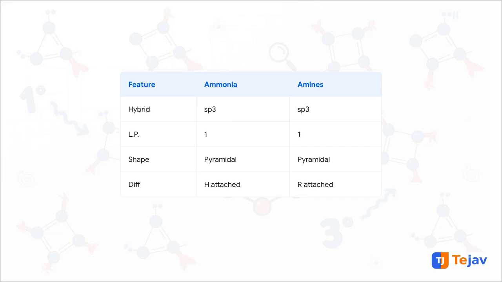When we compare them side by side, ammonia and amines are pretty much structural twins. They both boast sp3 hybridization, a single lone pair, and a trigonal pyramidal shape. The main difference simply comes down to those swapped-out carbon groups in amines replacing the hydrogen atoms in ammonia. And those carbon groups are exactly what shift the electron density and fundamentally alter the compound's real-world properties.